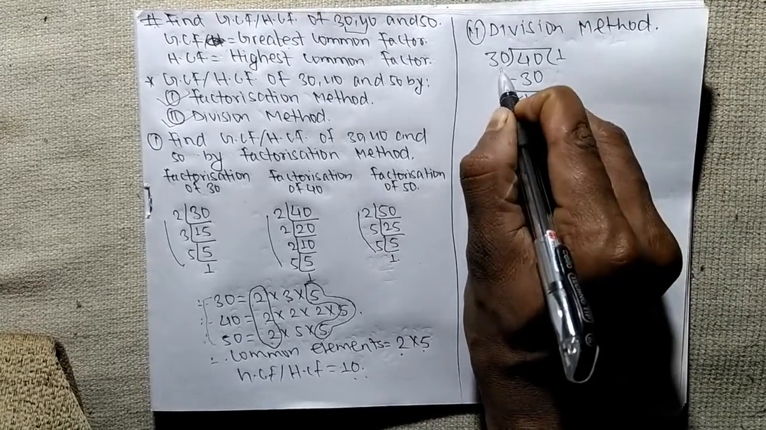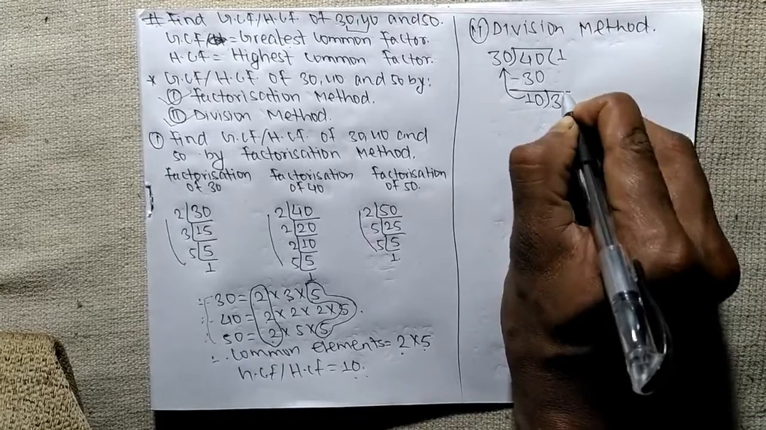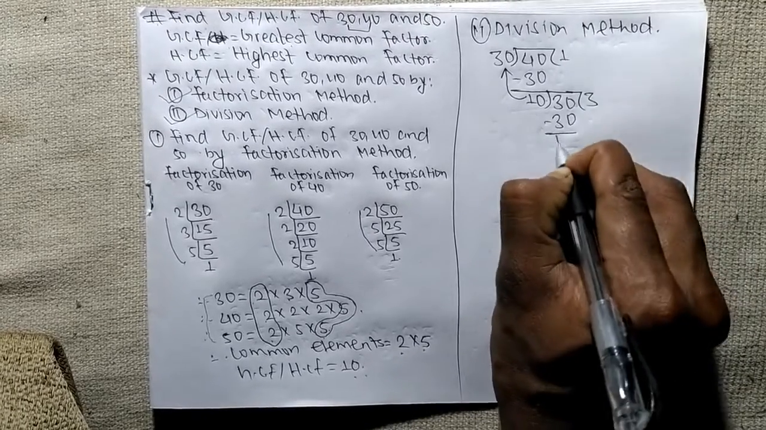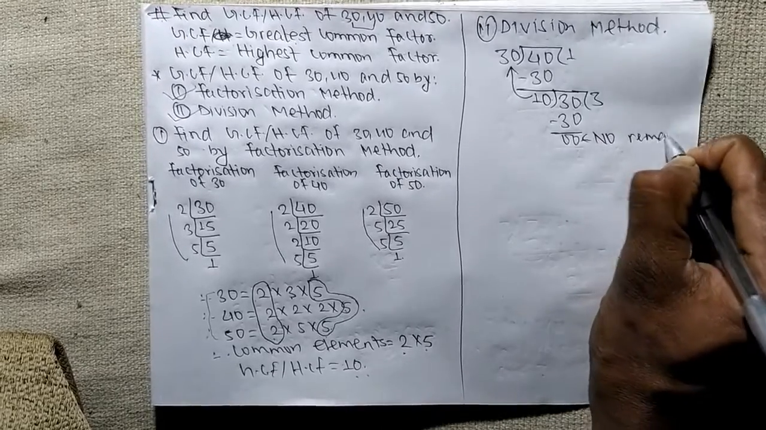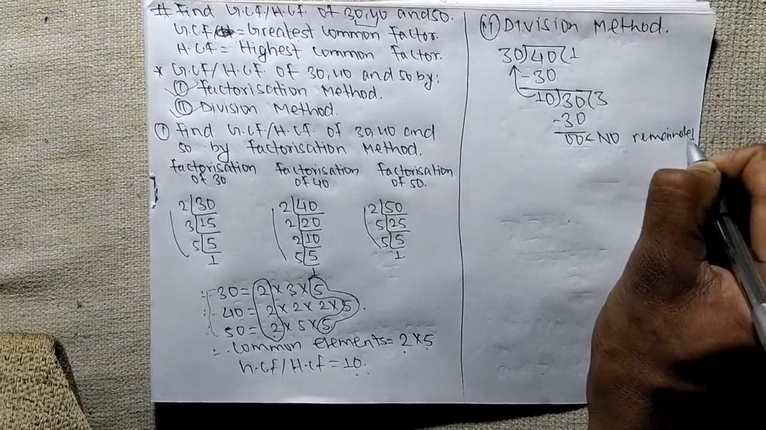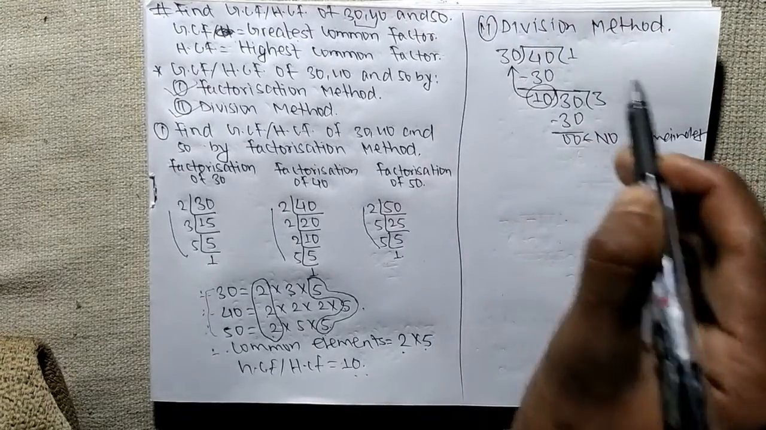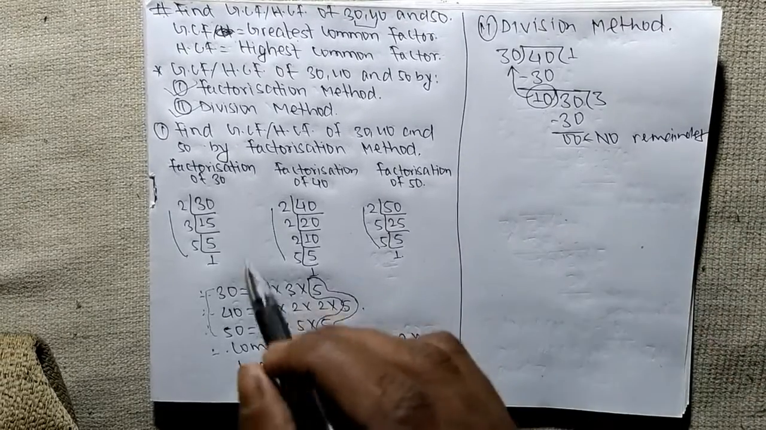So you have to divide the 30, which is the divisor, with 10. So it is 10 times 3 means 30. So look here, there is no remainder. So the divisor containing no remainder becomes the GCF or HCF. So in the case of 30 and 40, the GCF will be 10.